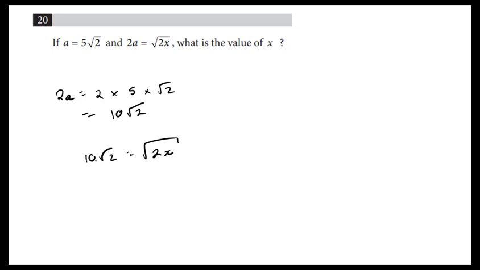Okay, so I need to change this to be the square root of something. So 10 is the square root of 100. The square root of 100 times the square root of 2 is the same thing. That gives me root 2x. And now, because you know when you have surds, you can multiply them in together. That's root 2 times 100, or root 200, which means I can compare, and the value of x is 100.